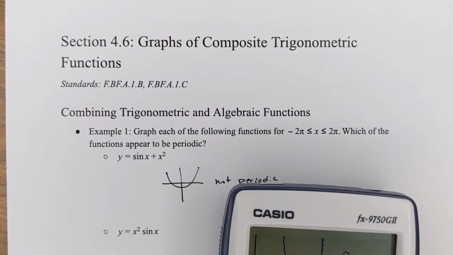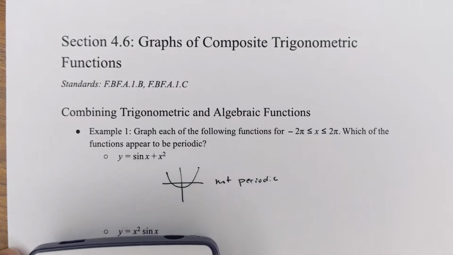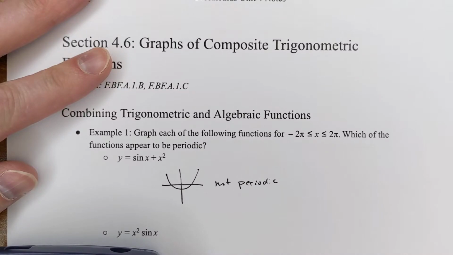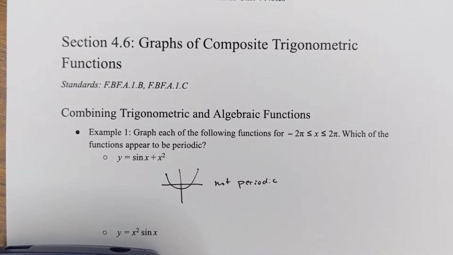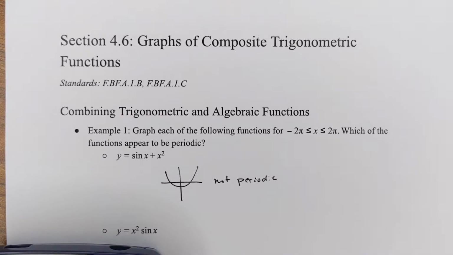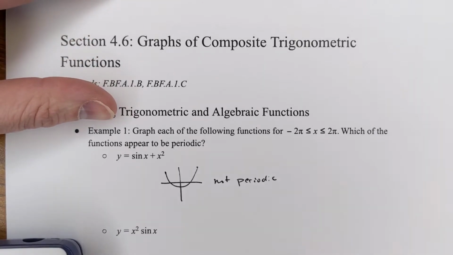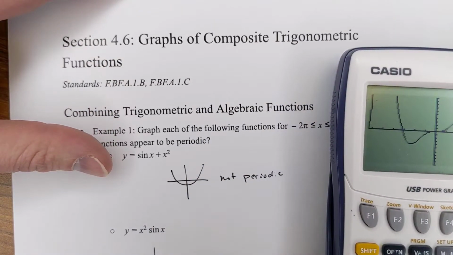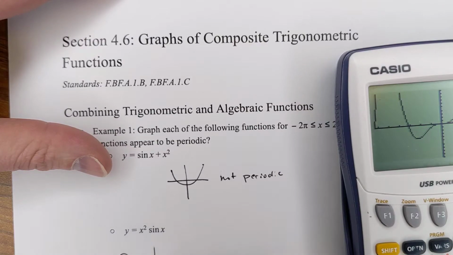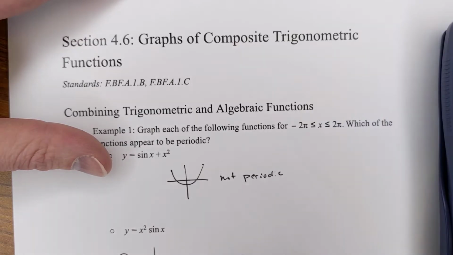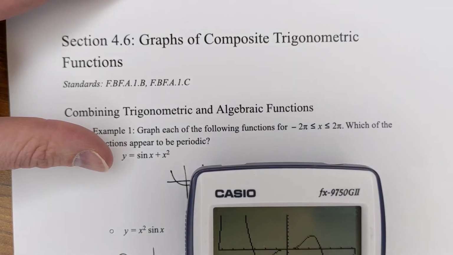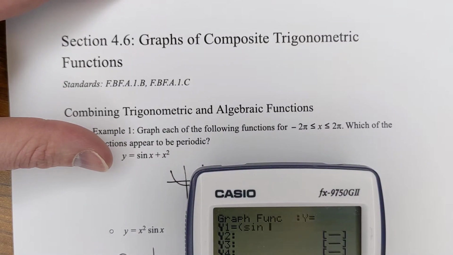Looks like that. We'll zoom out just a little bit. Actually, we'll change our window to negative 10 to positive 10 so we can see it better. There we go. So there's my graph. Something like that. It comes back up. So this is also not periodic. It does not repeat.